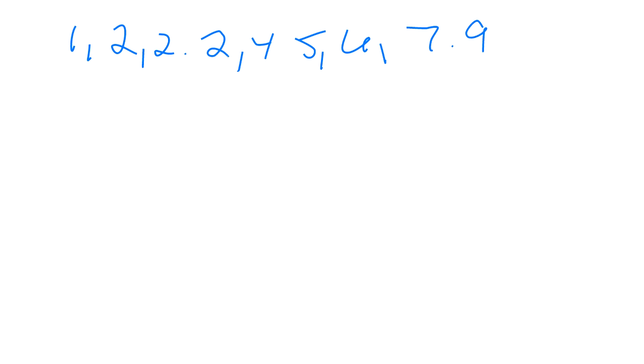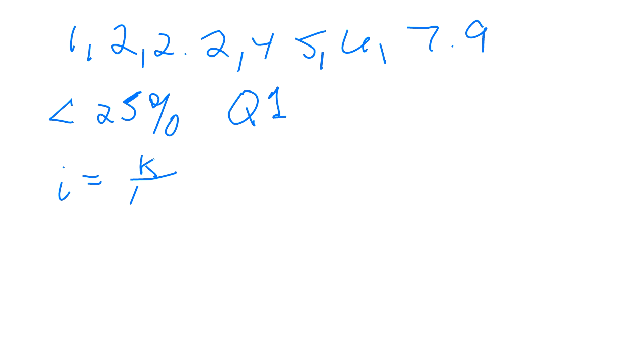So I have 1, 2, 2, 4, 5, 6, 7, 9. It's going to take me a while to get used to this. So you want the first quartile. That's 25%. You want the numbers below 25% for Q1, correct? Right. Okay, so the formula is i equals k over 100 times n plus 1.